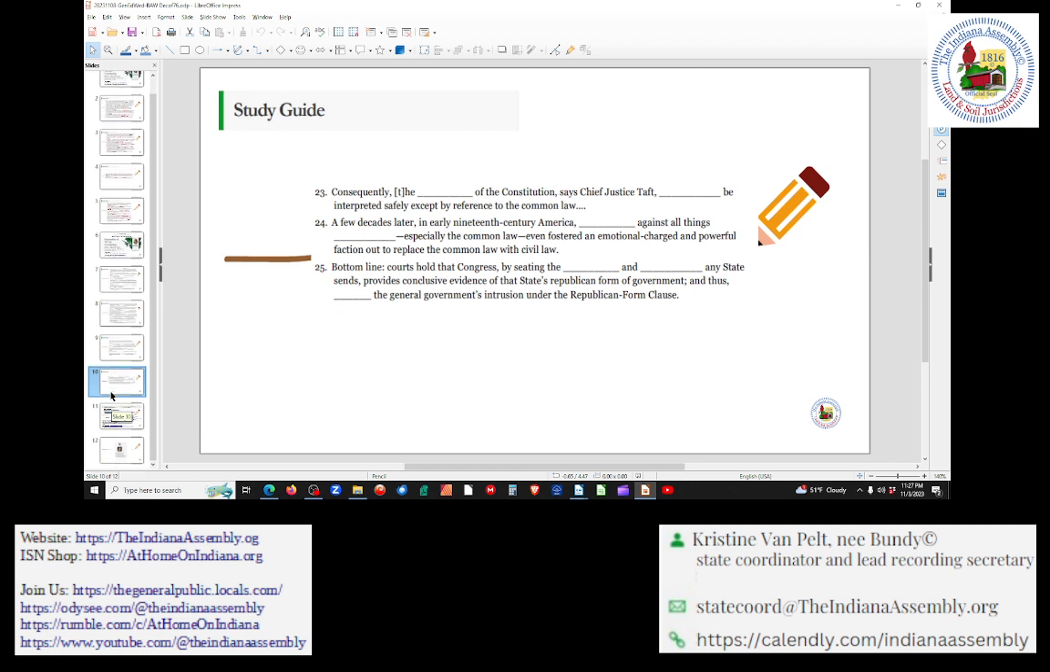Bottom line, courts hold that Congress, by ceding the blank and blank any state sends, provides conclusive evidence that the state's Republican form of government and thus blank the general government's intrusion under the Republican form clause.